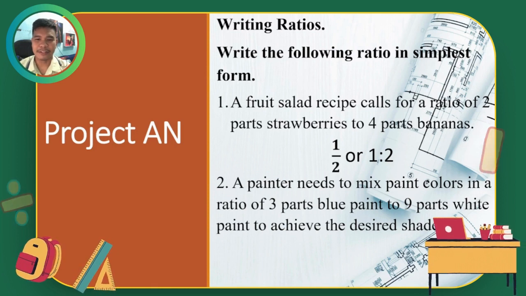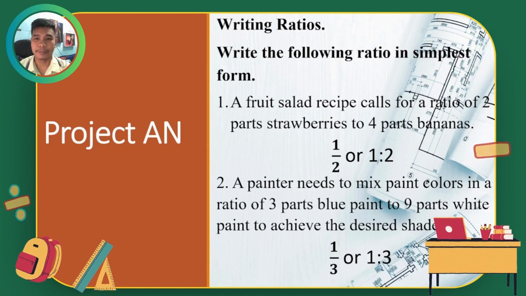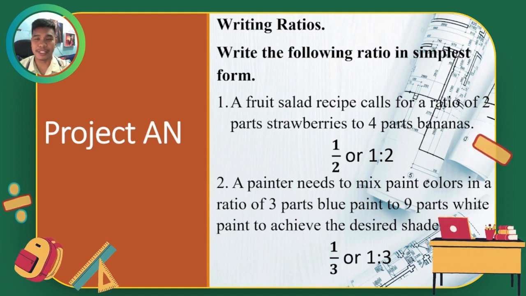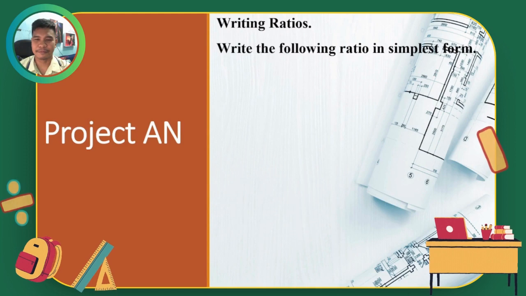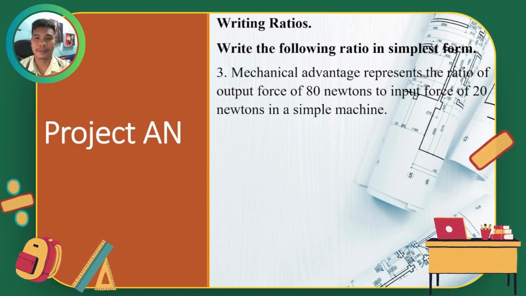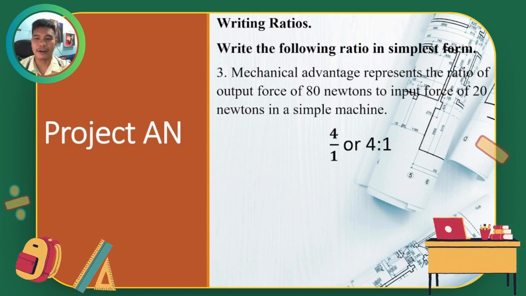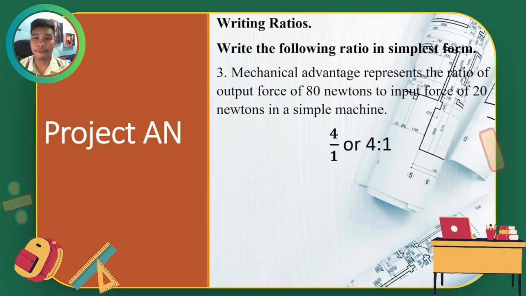Okay, so the answer for this is 1/3 or 1:3. Make sure that you write the ratio in simplest form. Next, mechanical advantage represents the ratio of output force of 80 newtons to input force of 20 newtons in a simple machine. Write the ratio in simplest form. Okay, so the answer for this situation is 4:1 or 4/1.